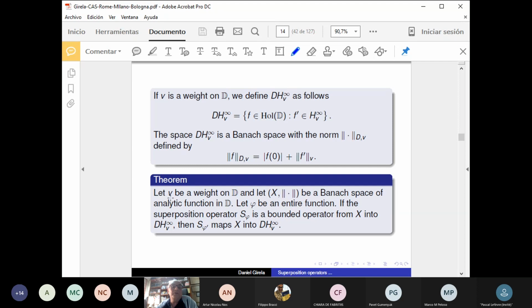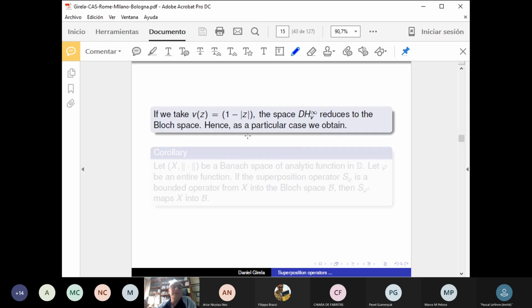So the theorem is the same. Suppose that we have a weight, X a Banach space of analytic functions in D, and an entire function phi. Then we can prove, in a similar way to what we did before, that if the superposition operator S phi is a bounded operator from X into this space, then the superposition operator induced by phi prime also maps X into this space. And of course, what happens if we take this weight? The space is simply the Bloch space. So we are related to one of my favorite spaces.